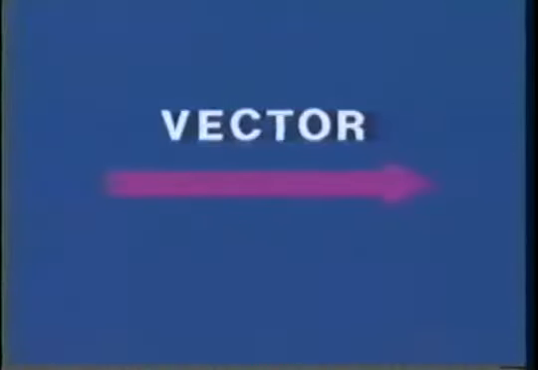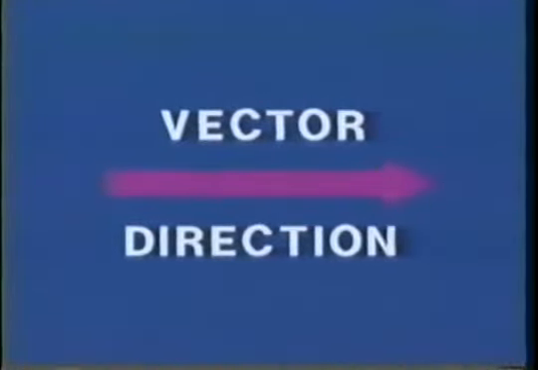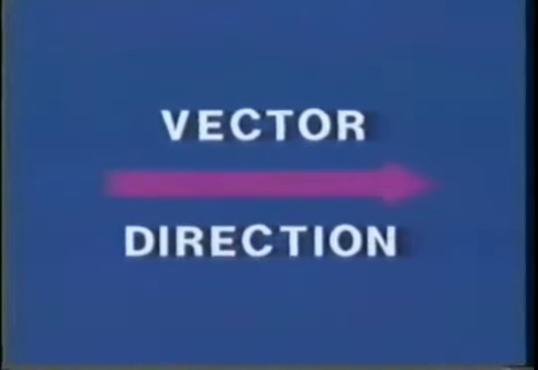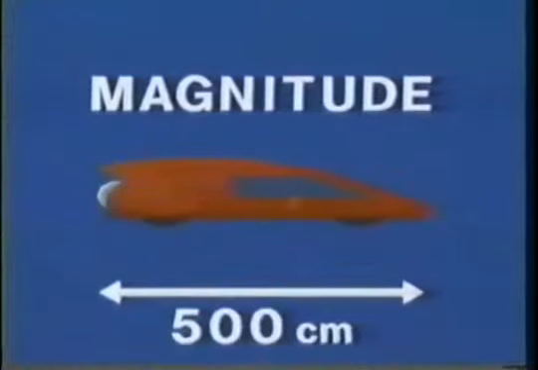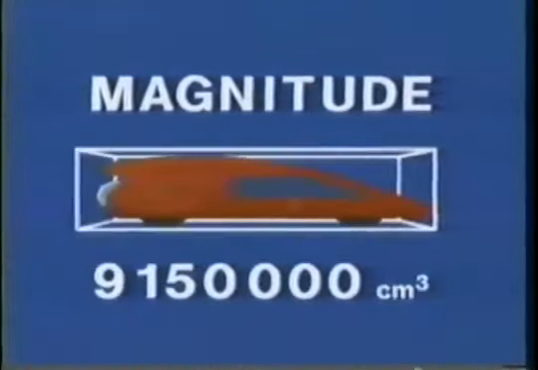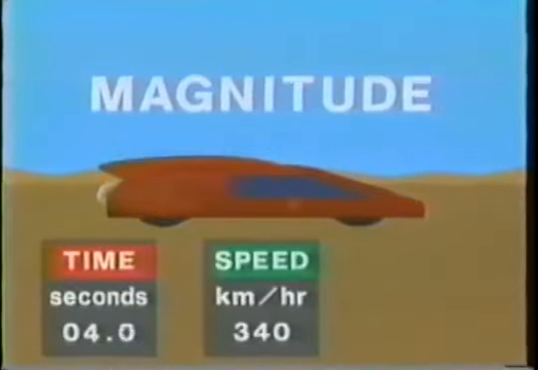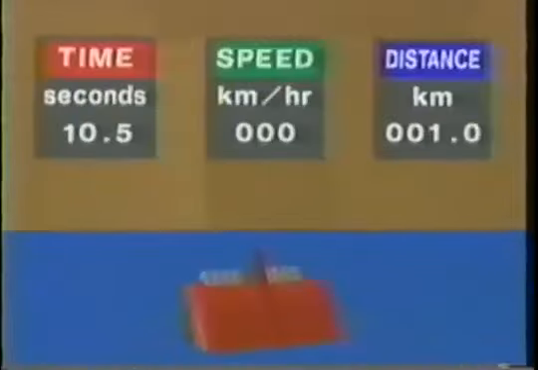This is how we draw a vector. The first thing we instinctively recognize about a vector is that it has direction. Those who lack this instinct find that learning vector direction can be a very painful experience. The second thing a vector must have is magnitude. By itself, magnitude represents such quantities as length, height, volume, mass, time, speed, or distance. And not knowing about magnitude can really put a damper on things.